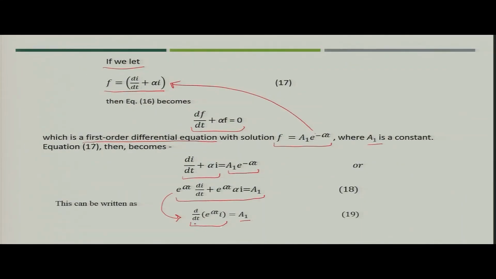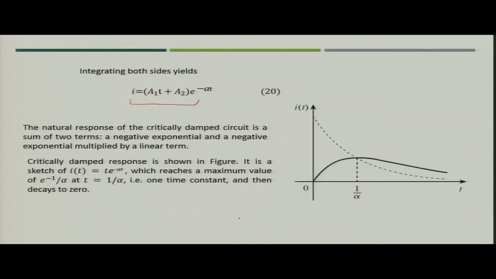You have to simply integrate it, and you will get another constant a2, because when you integrate you get one integration constant also. So, when you integrate both sides, you will get a1 t plus a2, and you will get e to the power alpha t into I. So, what you get finally, I is nothing but (a1 t plus a2) into e to the power minus alpha t. Now, the natural response of the critically damped circuit is the sum of two terms, the negative exponential and the negative exponential multiplied by a linear term.